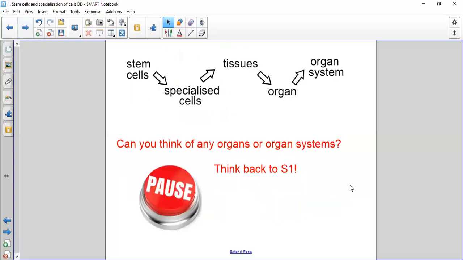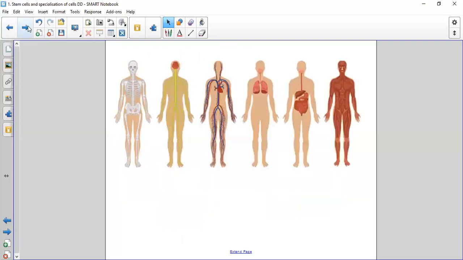Okay, so I want you to think back to S1 then and think, well, can I remember any organs? Can I remember any organ systems? And you're basically rewriting this, but with a specific example. So have a wee think. If you can do it yourself, pause it. If not, then there's an example on the next slide. Well, there's not yet an example. There's some ideas of organ systems.